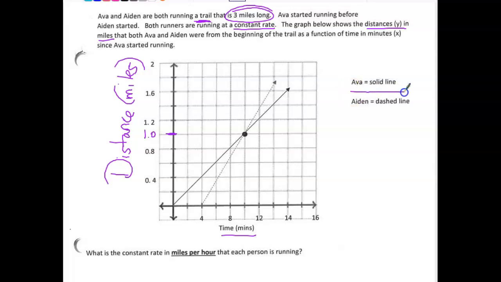I'm going to take my information here. It says Ava is a solid line, so I'm going to write Ava's name here so I know I'm watching Ava from there. And then I'm watching Aiden along this bottom. I notice that the point of intersection is right here. We call that the POI. And that is the ordered pair 10, 1. So that's really 10 minutes, 1 mile.